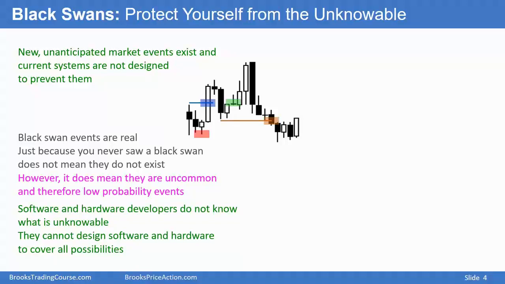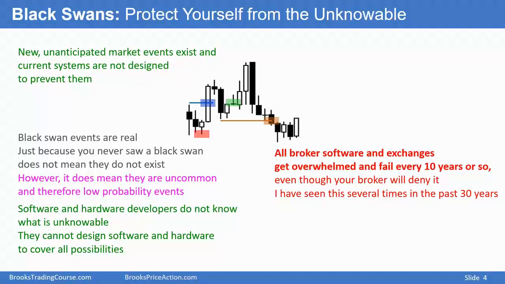Nobody knows the unknowable. The software developers, the hardware developers, the developers who create the equipment used by the exchanges, by your broker, by you. Nobody knows what is unknowable, and therefore nobody can design software and hardware to cover every possible thing that can happen, including black swans.